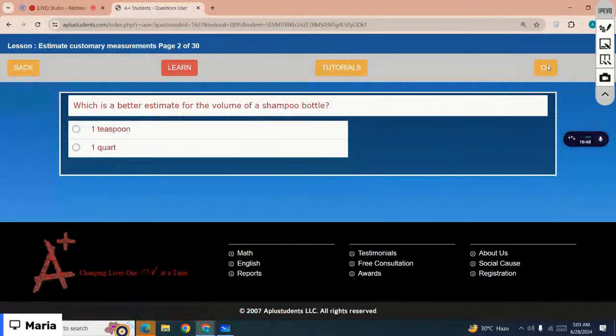Which is a better estimate for the volume of a shampoo bottle? 1 teaspoon or 1 quart, which is the correct option? The correct option is 1 quart, that is the volume of the shampoo bottle.